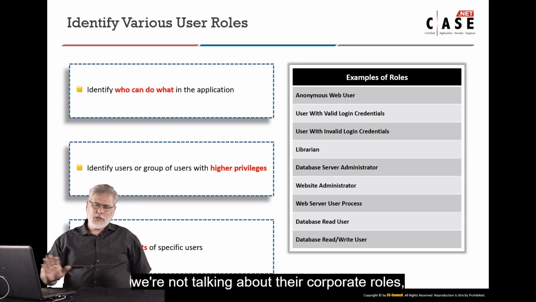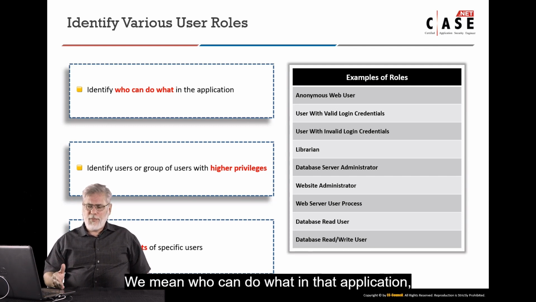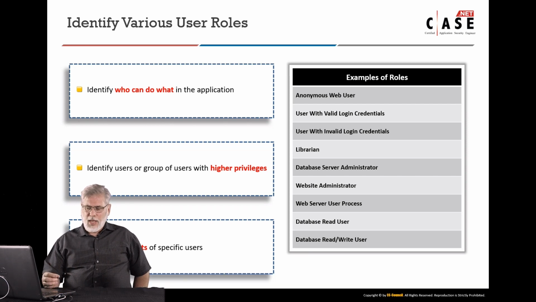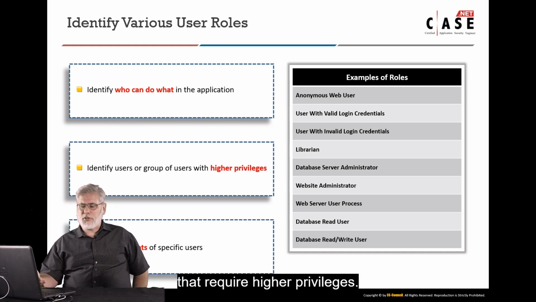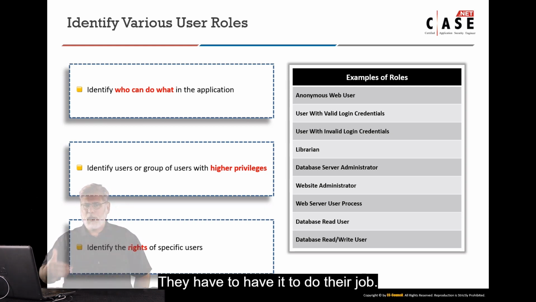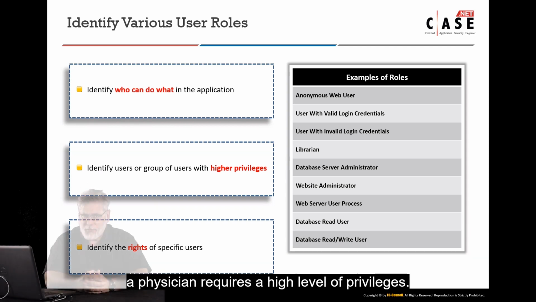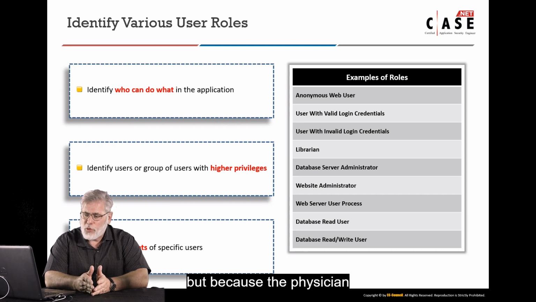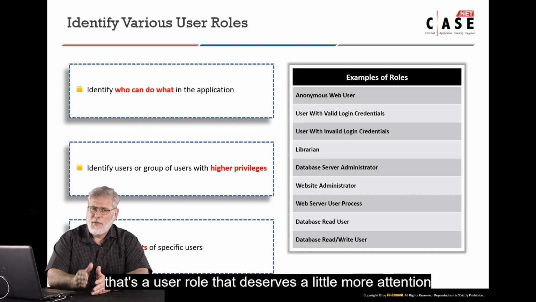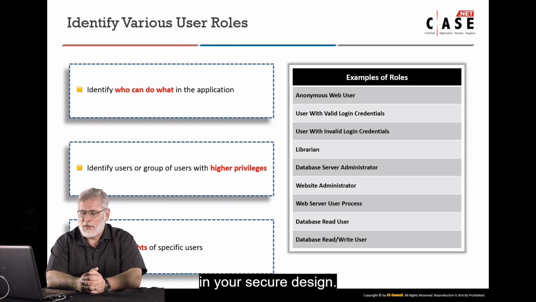Identifying user roles, we're not talking about their corporate roles such as administrator, doctor, nurse. We mean who can do what in that application. And be particularly focused on those users that require higher privileges. They have to have it to do their job. In our medical example, a physician requires a high level of privileges. The front desk person doesn't. But because the physician requires the higher level of privileges, that's a user role that deserves a little more attention in your secure design.